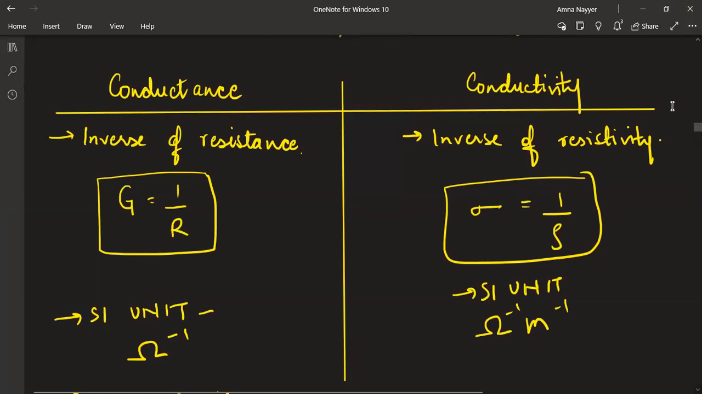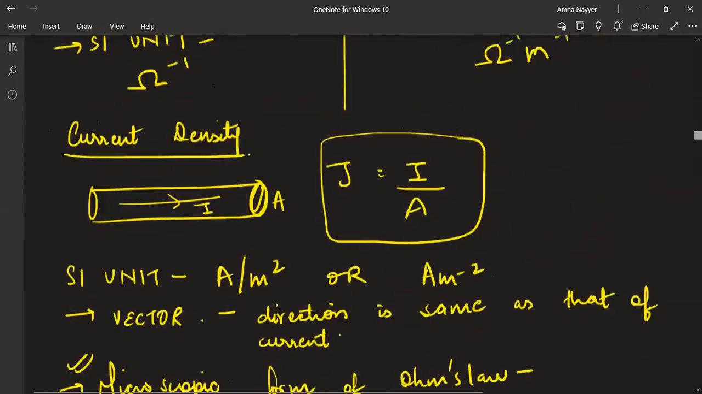Now you have these two terms, conductance and conductivity. Just remember the term resistance. Whatever the formula for resistance, the reciprocal of resistance is conductance. The SI unit for resistance is ohm, so the SI unit for conductance will be ohm inverse. And conductivity is the inverse of resistivity, so sigma is equal to 1 by rho. Conductance is denoted by capital G, and conductivity is denoted by sigma.